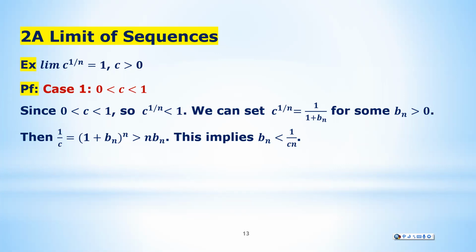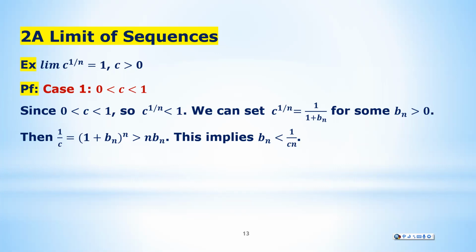Here, since c is a constant, 1 over c is just a constant. The 1 over c happens to be 1 plus bn to the n. No matter what n you choose, this power is always equal to 1 over c. Now, next, we are going to show that this is greater than bn. Okay, greater than bn. Now, why?